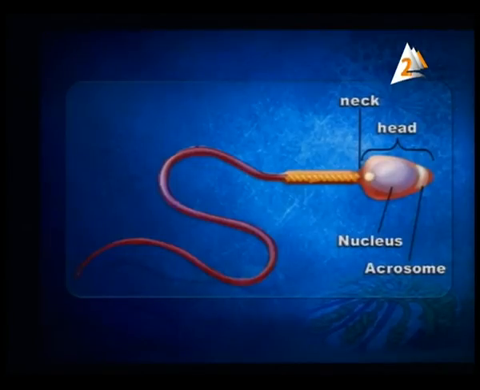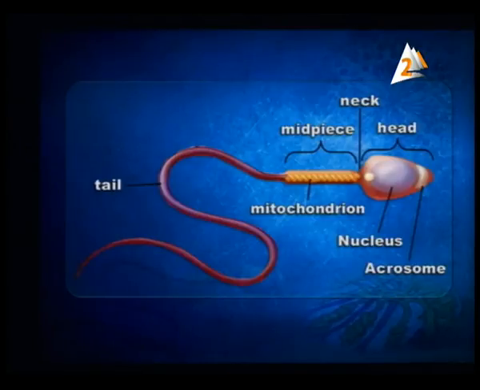The second part is the neck, where we find the two centrioles, which play an important role in the division of the fertilized ovum. The third one is the middle piece, which contains the mitochondria, and these mitochondria provide the energy for the sperm and help it to move easily. Also the tail, which is the final part, consists of an axis and the caudal part, and this helps the sperm to move until it reaches the ovum.